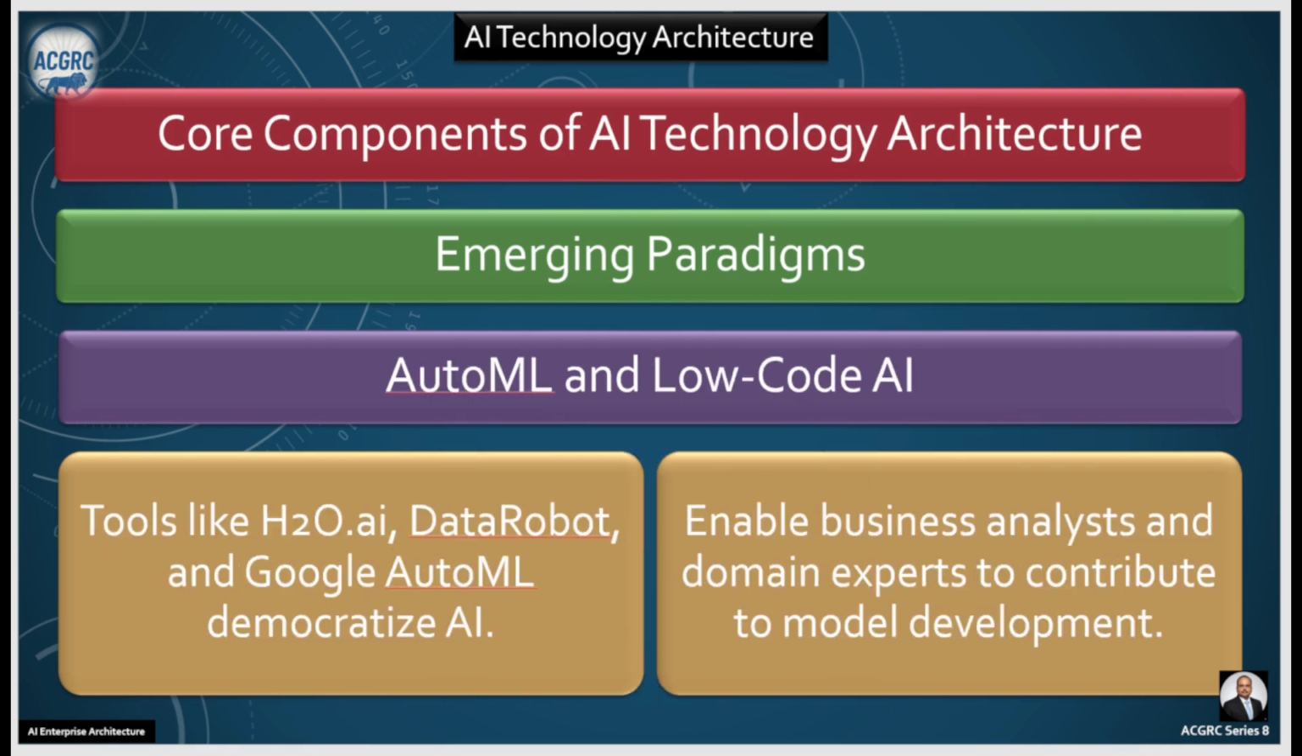AutoML and low-code AI. Tools like H2O.ai, DataRobot, and Google AutoML democratized AI. It enables business analysts and domain experts to contribute to model development.